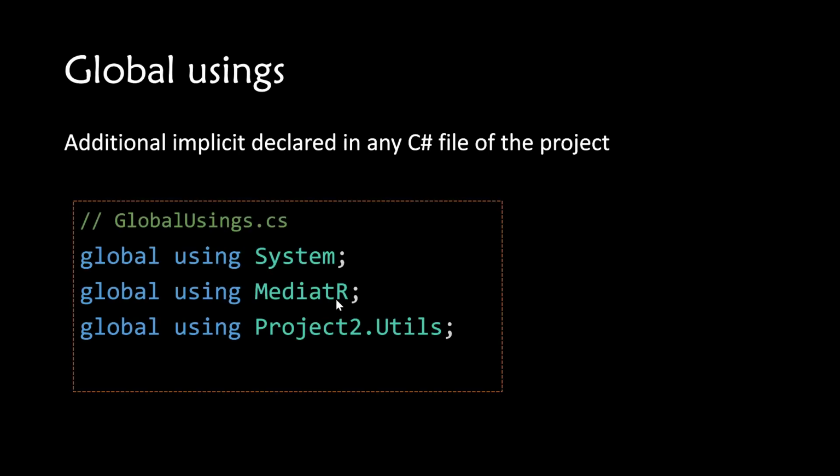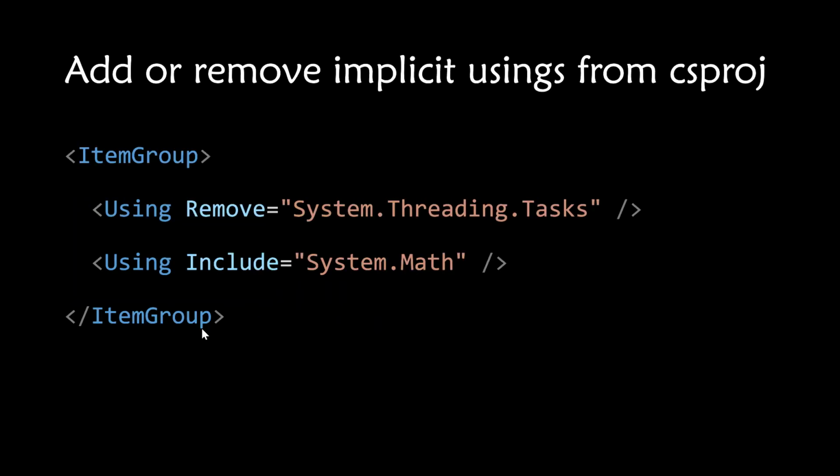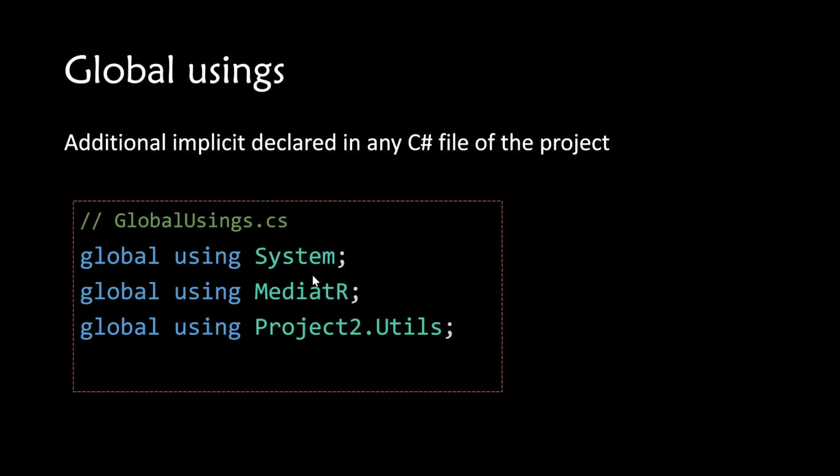Another way of adding more implicit usings in your C# application is through global usings. Anywhere in the project's C# files, if you write something like global using Mediator, it will be used in all the C# files of the project. So instead of adding implicit usings through the csproj item group method, you can add more implicit usings using this global using method. Generally, the practice is you will create a new file called GlobalUsings.cs in a project, and you list all the additional implicit usings you want to include in a project. This way, all the global usings will be present in a single file.